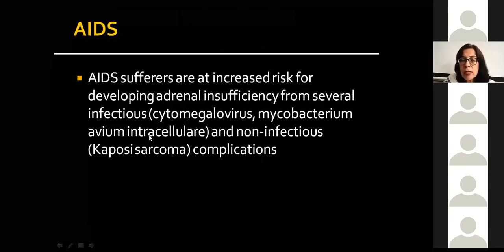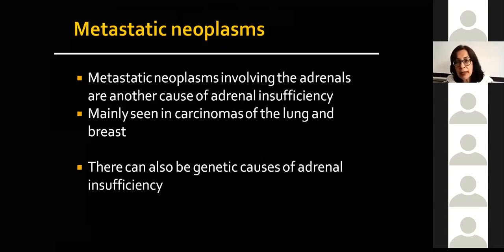Metastatic neoplasms. Now, patients who have disseminated carcinoma, tumors of any organ, and they are disseminated, one of the common sites of dissemination is the adrenal. So, mainly carcinoma of the lung and breast, but many disseminated cancers can also metastasize to the adrenals, causing adrenal insufficiency. Also, there can be genetic causes of adrenal insufficiency.